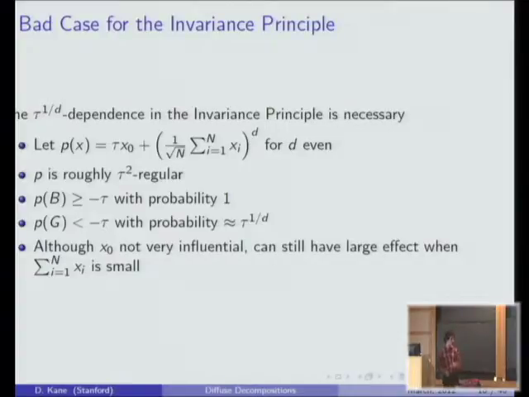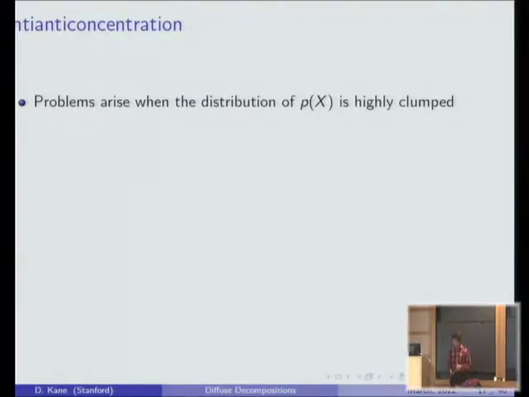So the point here is that even though x naught is not very influential, it can actually have a very large effect on the distribution of our polynomial when the sum of the other variables is very small. Somehow its effect on the cumulative distribution function isn't properly recorded just by looking at its influence. In particular, these problems arise when you have poor anti-concentration in your polynomials. If the probability distribution of p of x is very highly clumped, then small errors in the actual value can lead to much larger errors in the cumulative distribution function.